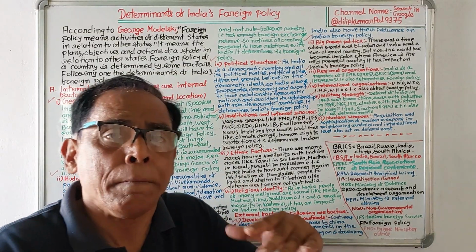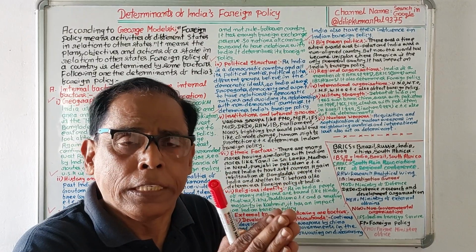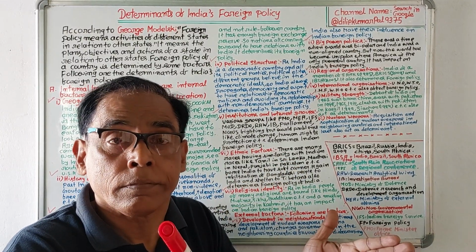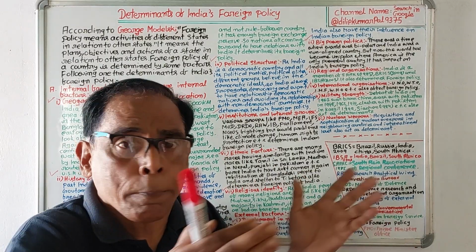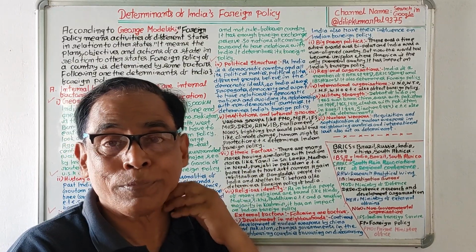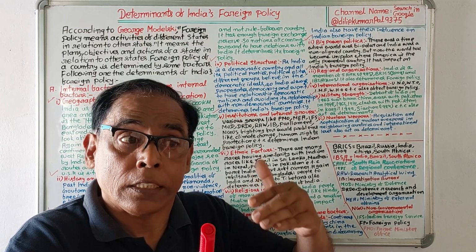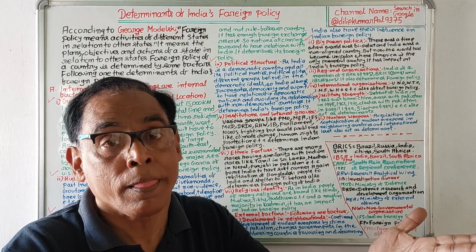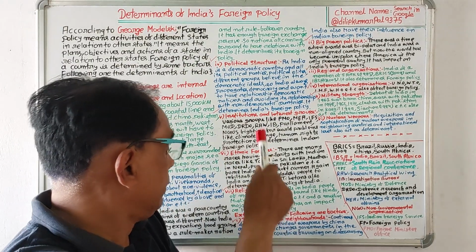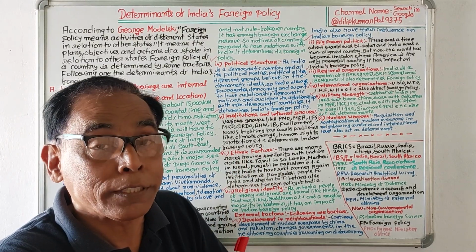India is a land of many religions. In India, Hindu, Sikh, Parsi, Buddhist, Jains, etc. are found. It also determines India's foreign policy. Then, in India, Kashmir is a state which has a Muslim majority population. It also influences India's foreign policy. So, these are all internal factors which determine India's foreign policy.